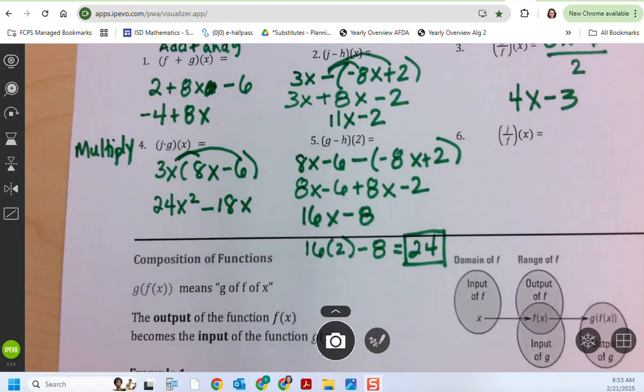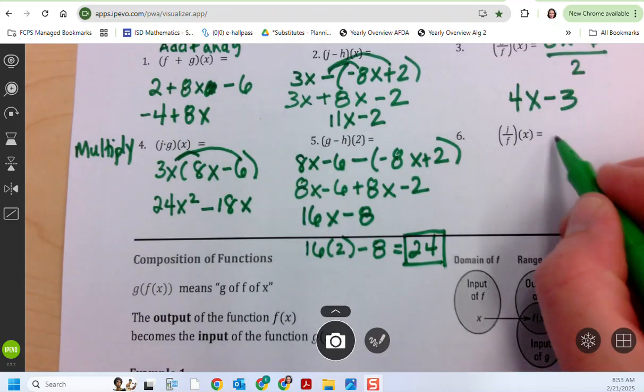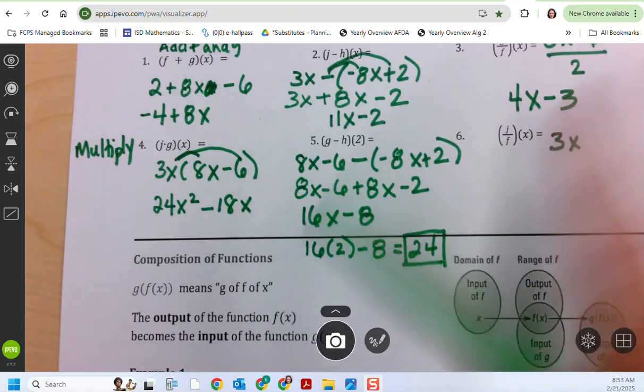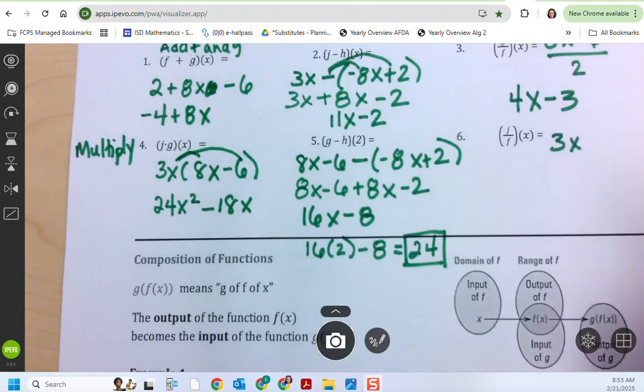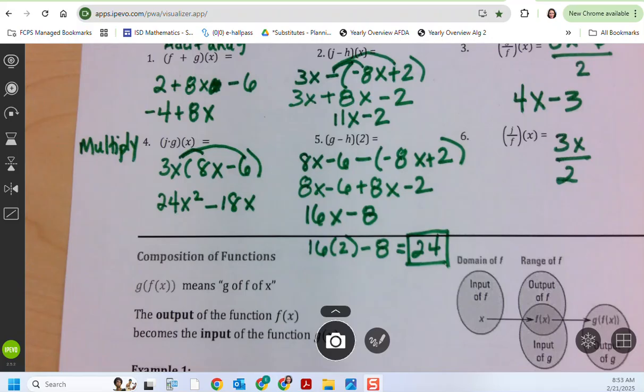All right, the last one's divide. And so I have j on the top, which is 3x. And I have f on the bottom, which is 2. All right, so 3 doesn't divide evenly by 2, so I can just leave that as 3x over 2. Or I could make it like 1.5x, that's fine too. But I'm going to just leave it like that. That's already simplified.